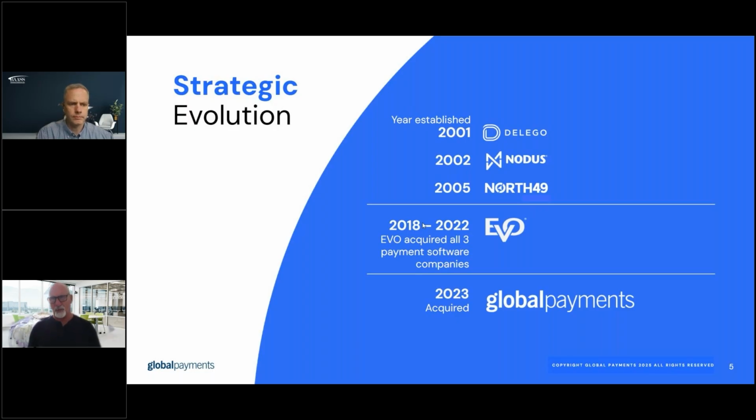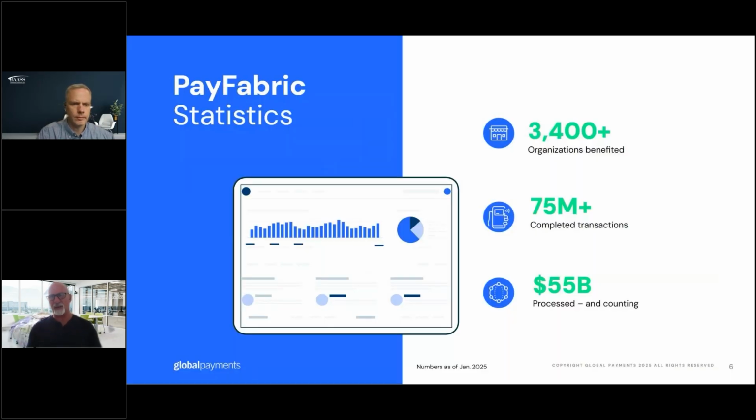PayFabric's been around for a while, as I mentioned. And so here's some of the stats that reflect what we've been doing over the past several years. More than 3,400 organizations are using the product. More than 75 million transactions completed, over $55 billion in transactions and counting. So clearly we've been around for a while. We're doing a lot of this for a lot of different companies and a lot of different ERP spaces.